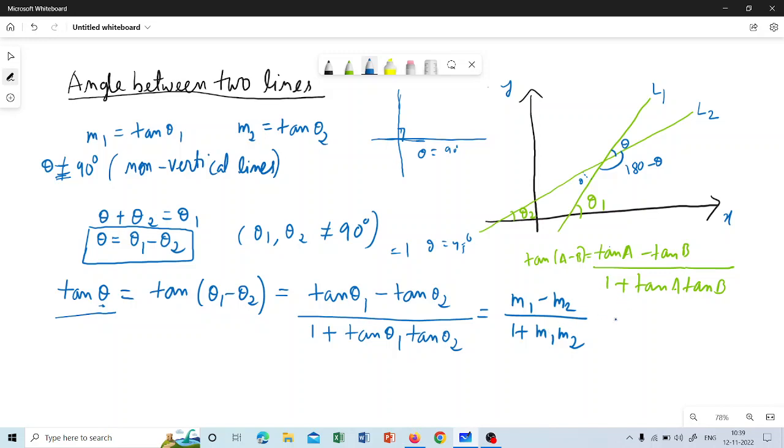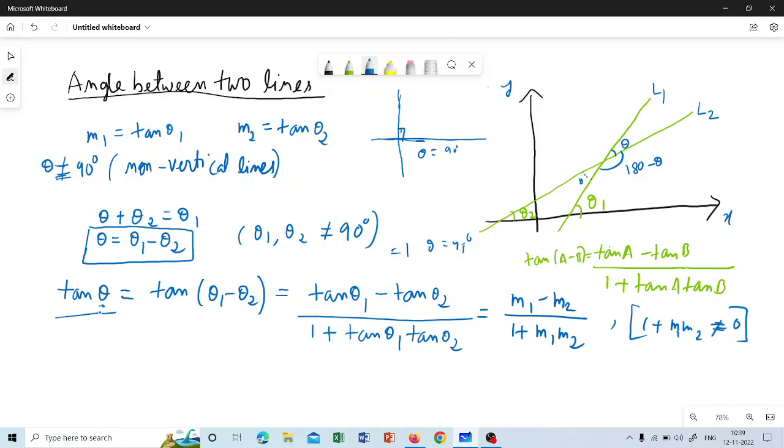And from this it is also very clear that 1 plus m1 into m2 should not be equal to 0, because this implies the non-vertical lines condition. If this is equal to 0, then we know that m1 into m2 is minus 1, which are perpendicular lines. Again, as I stated earlier, this condition is very implicit. If you are aware why this condition comes, it should not be 0. It is mathematically, and I have also mentioned it qualitatively.